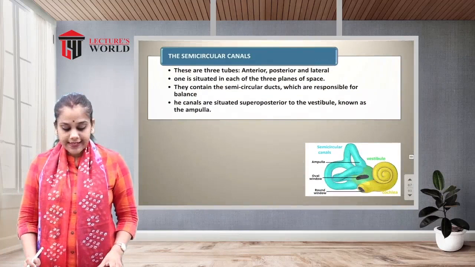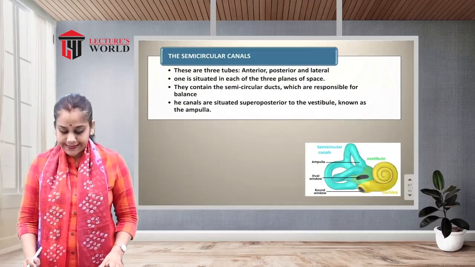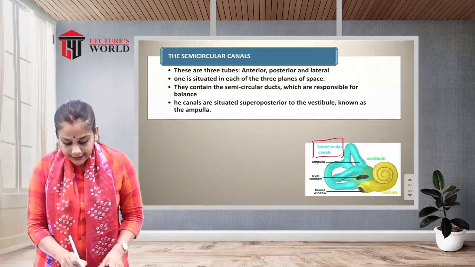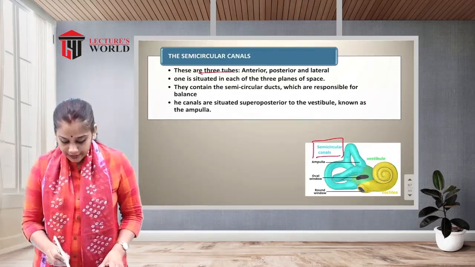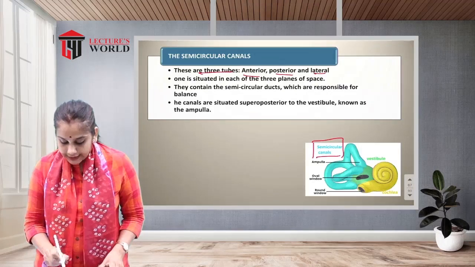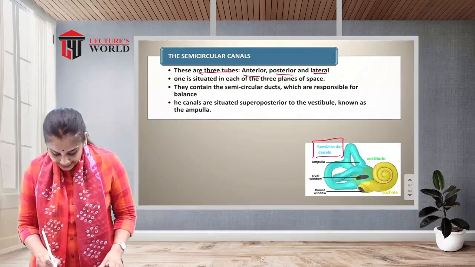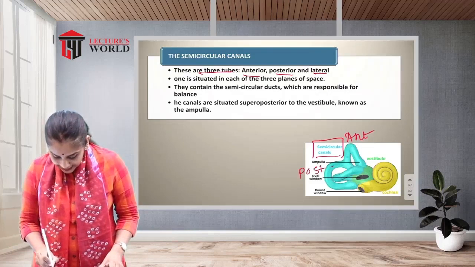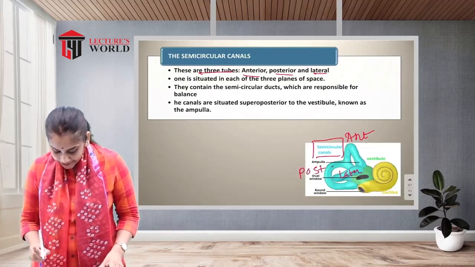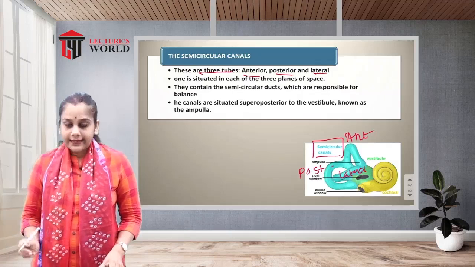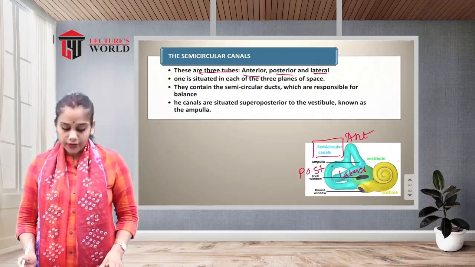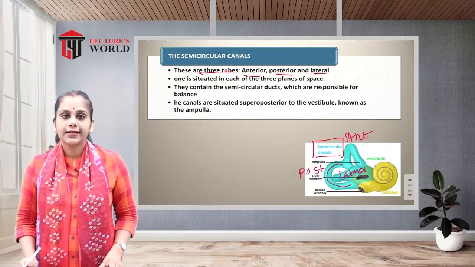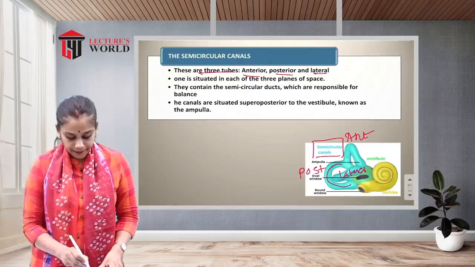So the first one is the semicircular canals. You can see in the blue color, these are the semicircular canals. These are three tubes: anterior, posterior and lateral. You can see this is the anterior, this is the posterior and this is the lateral. They are in semicircular shape, so that's why it is called a semicircular canal.